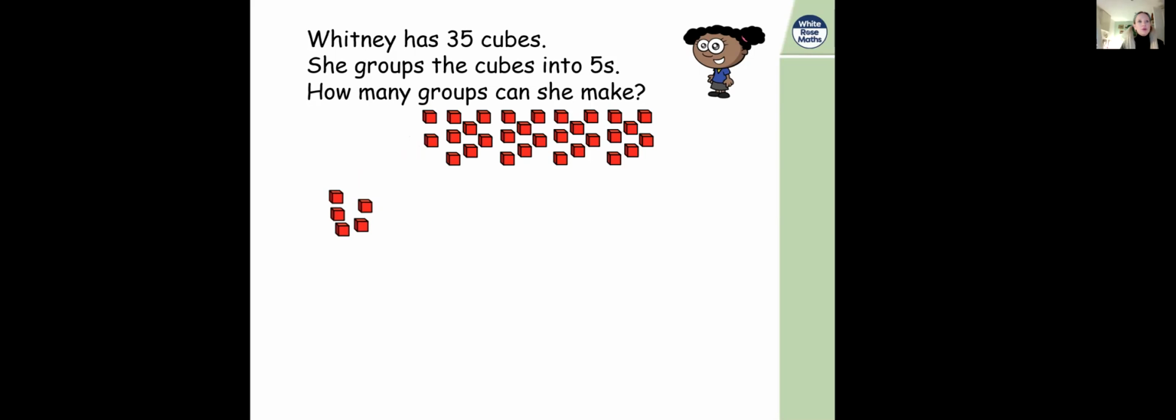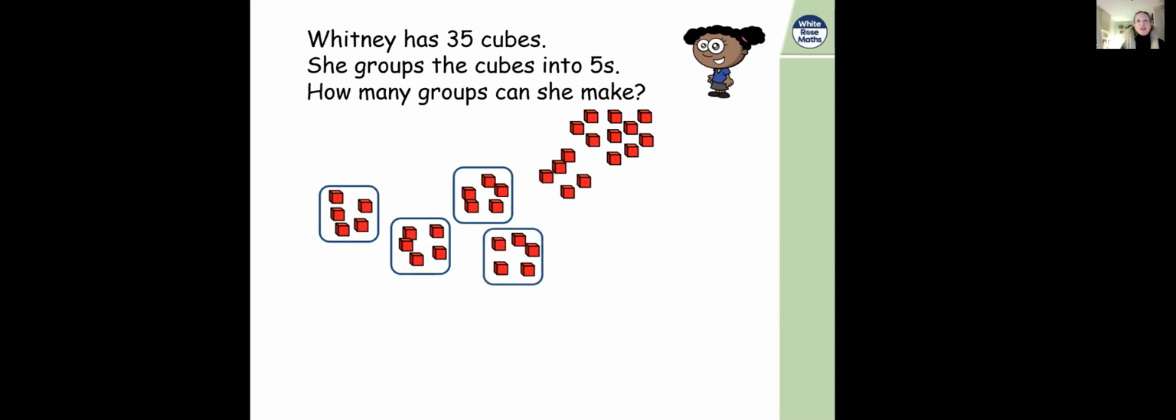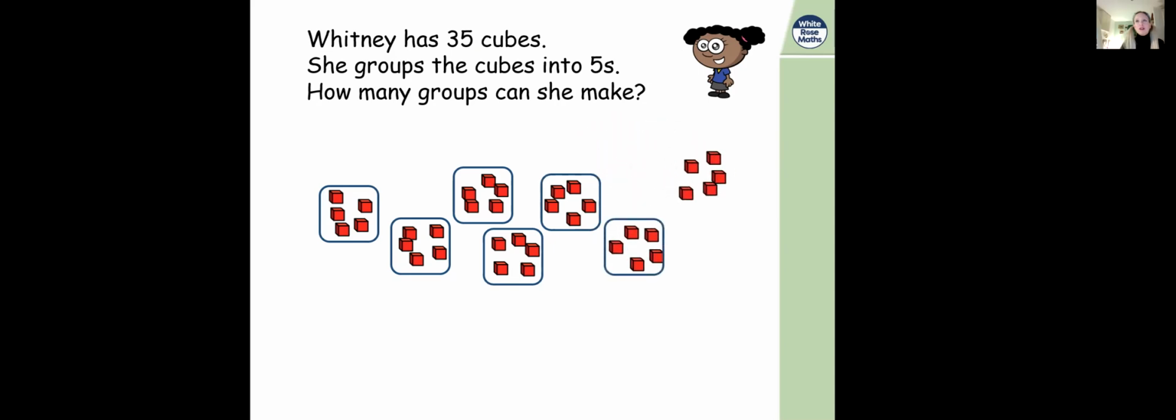There's one group. 1, 2, 3, 4, 5, just there. Here's her next group. Another 5 cubes. There's another group of 5. She's grouping these really well. Well done, Whitney. Another group of 5. Another group of 5. Another group of 5. We can make lots of groups of 5.